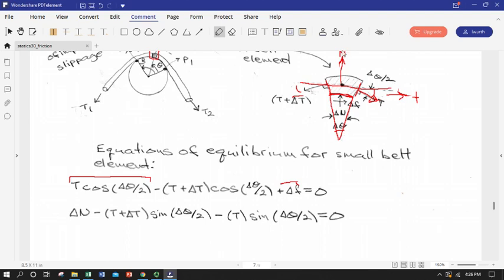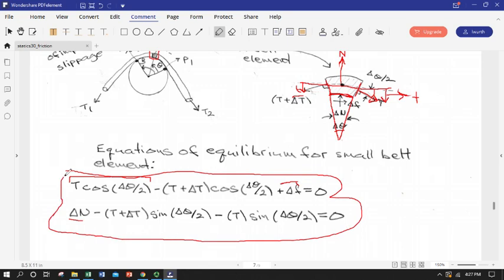So we can do the same thing. We can add up all of the forces orthogonal to that, which is normal to the mandrel. So we've got obviously our delta N coming up from the mandrel, and then we've got the normal components of those tensions, these smaller components here, pointing straight back down towards the center of the mandrel. So we have the sine of that delta theta over 2 times T plus delta T and times T. So here's our equilibrium expression for our little bit of rope here.